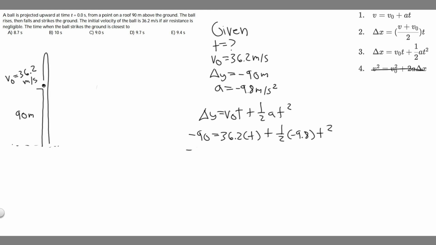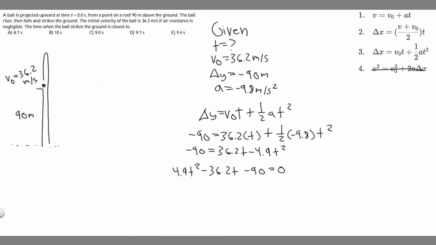So you want to solve this out: minus 90 equals 36.2 t plus 1/2 times minus 9.8, which is minus 4.9, times t squared. You should notice this is in the form of a quadratic. If we move everything to the other side, it becomes 4.9 t squared minus 36.2 t minus 90 equals 0. So we're going to get two different answers. You can use the quadratic equation to solve for t, and I'm not going to walk you through that.